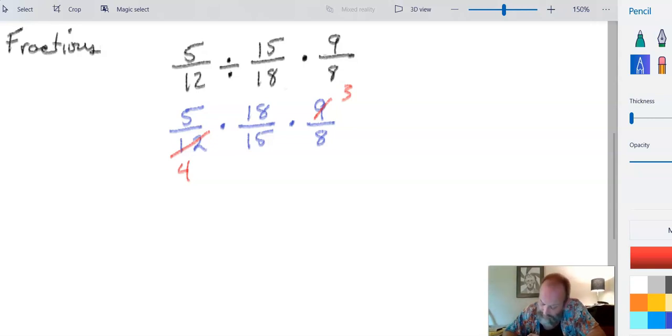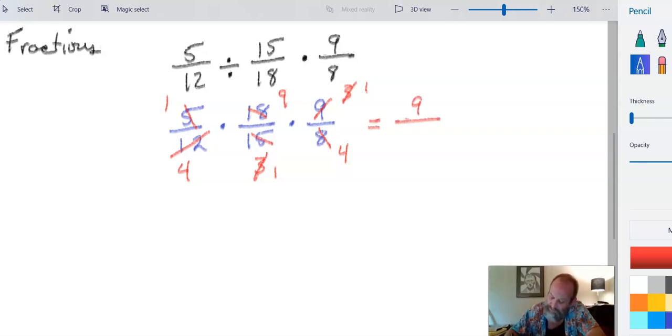Okay, so let's see, what do we have next here? Oh, the 5 and the 15, so that's a 1, that's a 3. And that means I can cancel the 3's out, so those are 1's now. And then 2 goes into 8, and 2 goes into 18. And I think I have everything now. So all I have to do now is multiply straight across. 1 times 9 times 1 is 9. And 4 times 1 times 4 is 16. Right? And so that ends up being our answer.